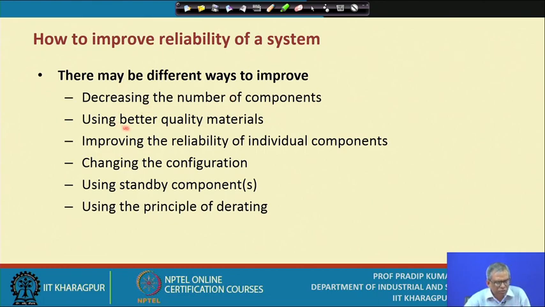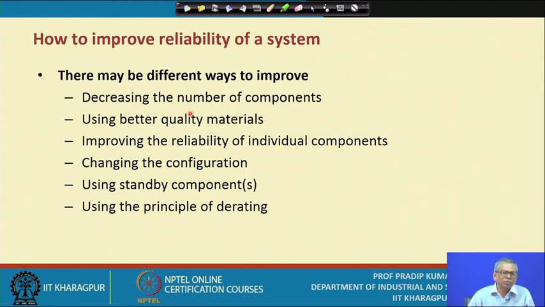Second option is using better quality materials. That means you look at the physical property and the chemical composition of the materials which you use in designing the component. Is it okay? So always there is an improvement possible. A better quality material you can use, so that option you always try. Is it okay? So this is another option.